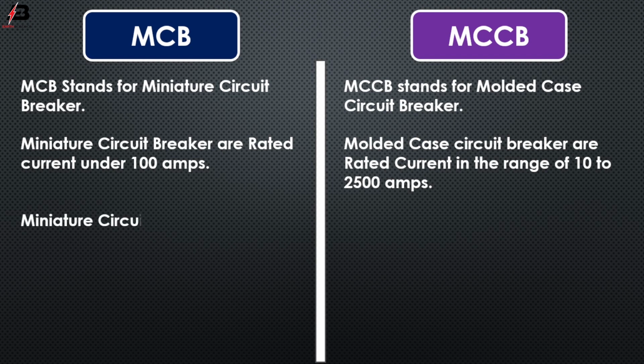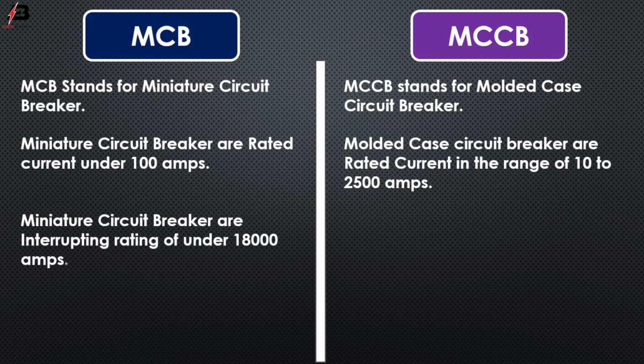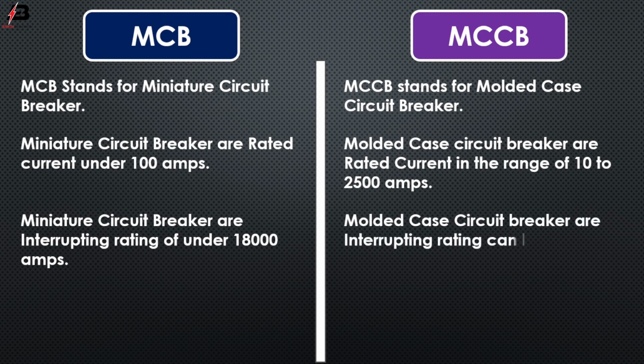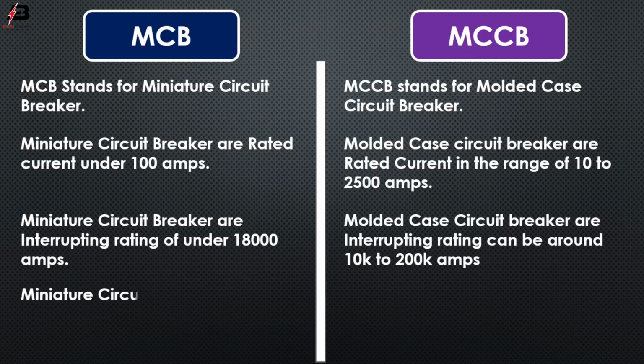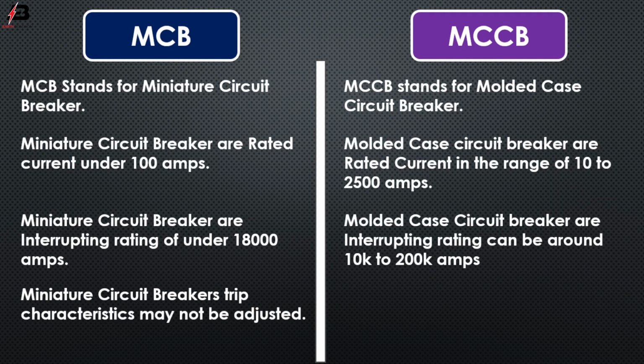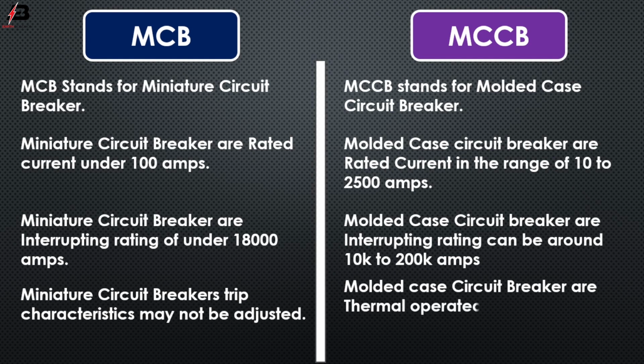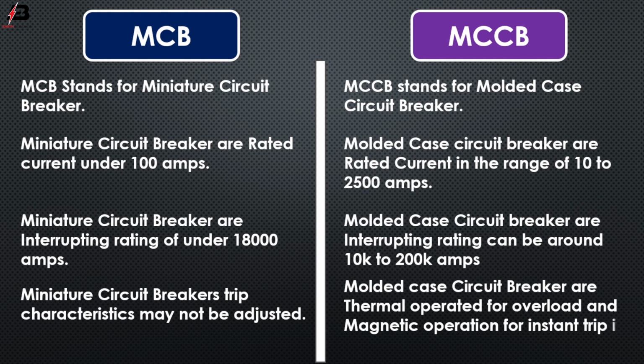Miniature circuit breakers have an interrupting rating of under 18,000 amperes. Molded case circuit breakers have an interrupting rating of around 10k to 200k amperes. Miniature circuit breaker trip characteristics may not be adjusted. Molded case circuit breakers are thermally operated for overload and magnetically operated for instant trip in short circuit conditions.